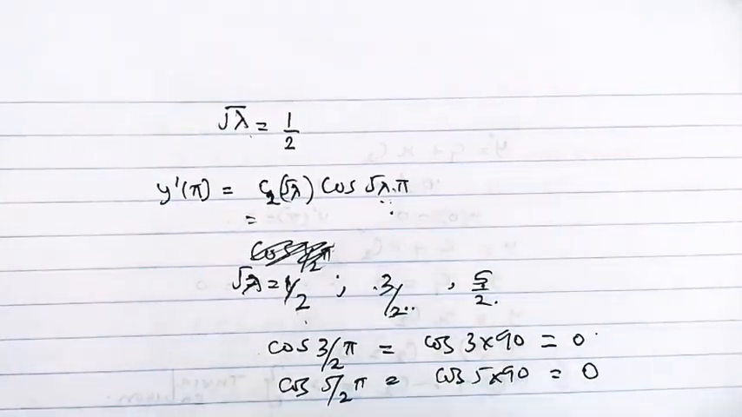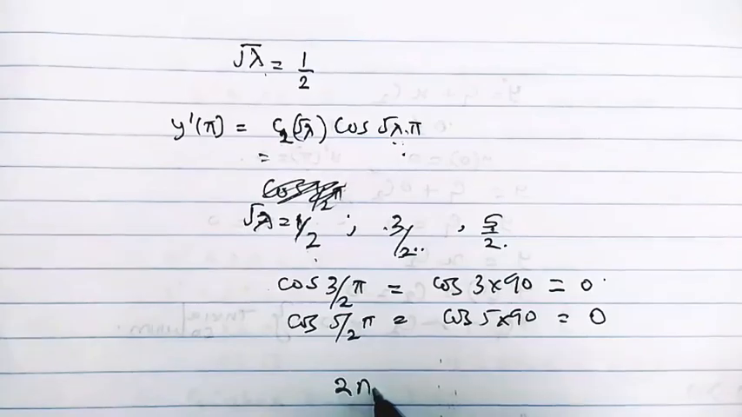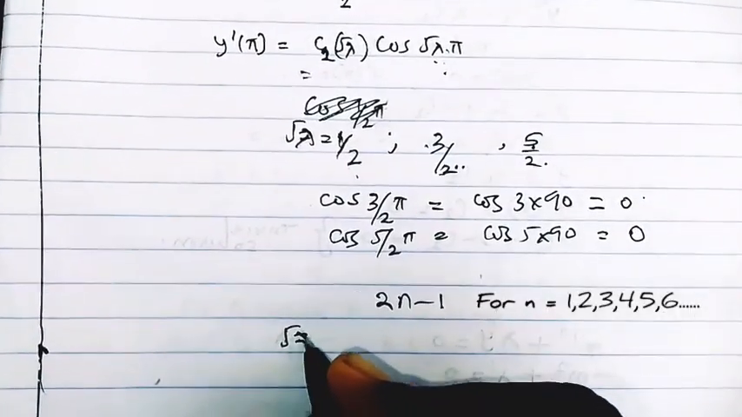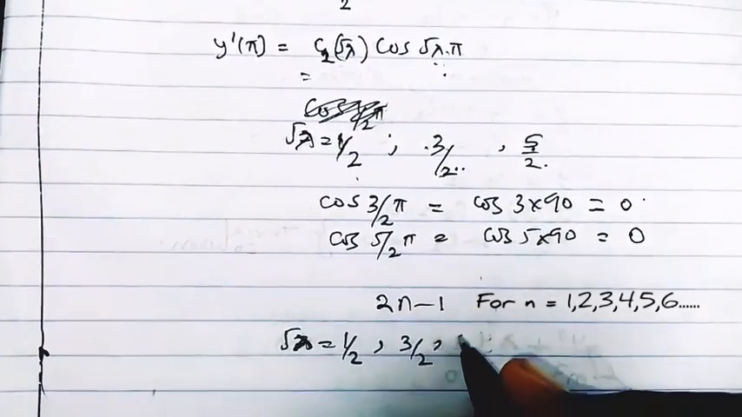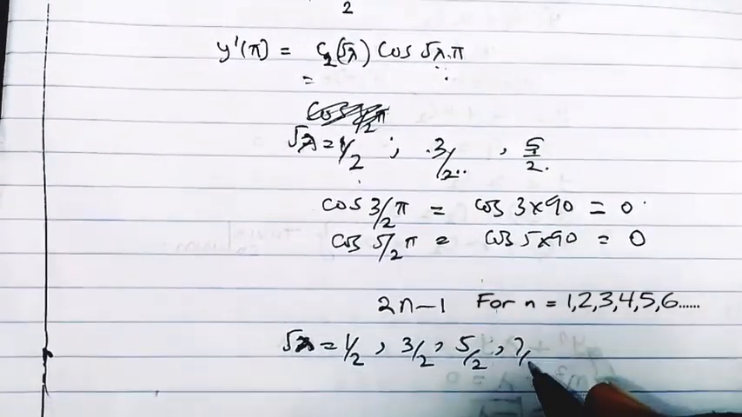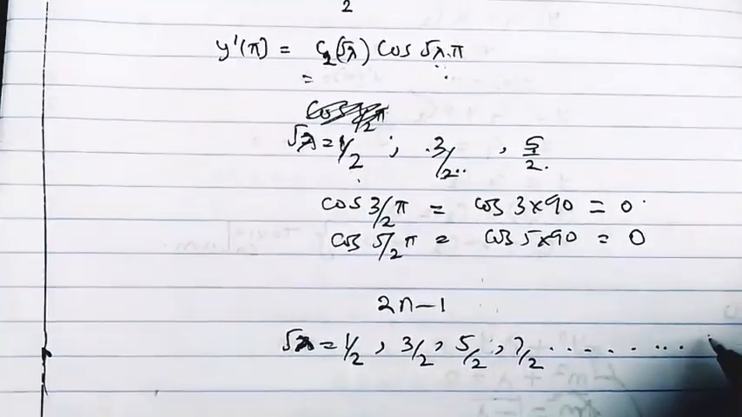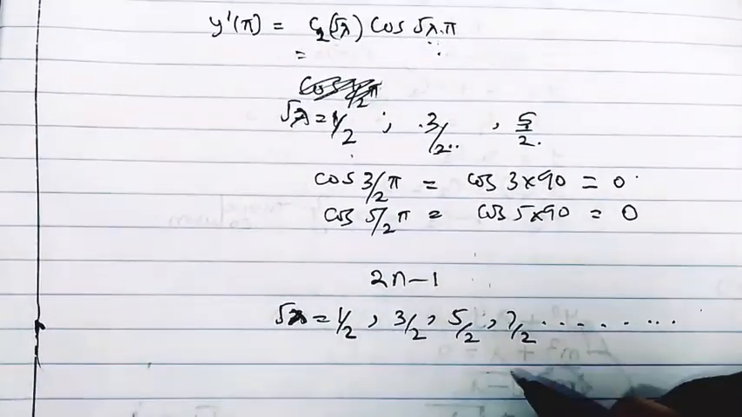So what is the general form for odd numbers? The general form for odd numbers is 2n minus 1, right? Our first value of lambda was 1 over 2, and the remaining series were 3 over 2, 5 over 2. I'm sure if you do 7 over 2, you also get the same result. So now let's write the general form for the odd number series for the numerator.